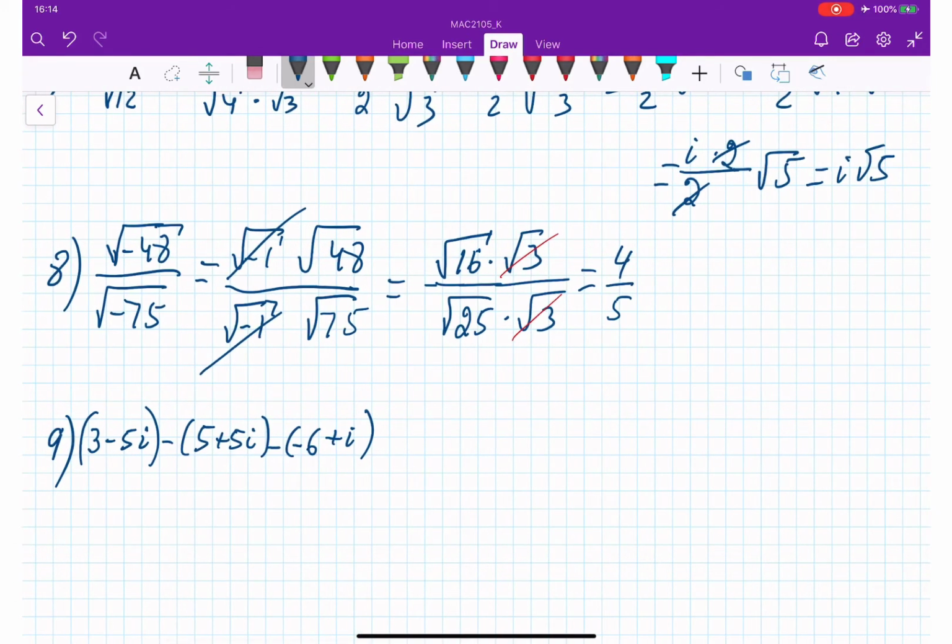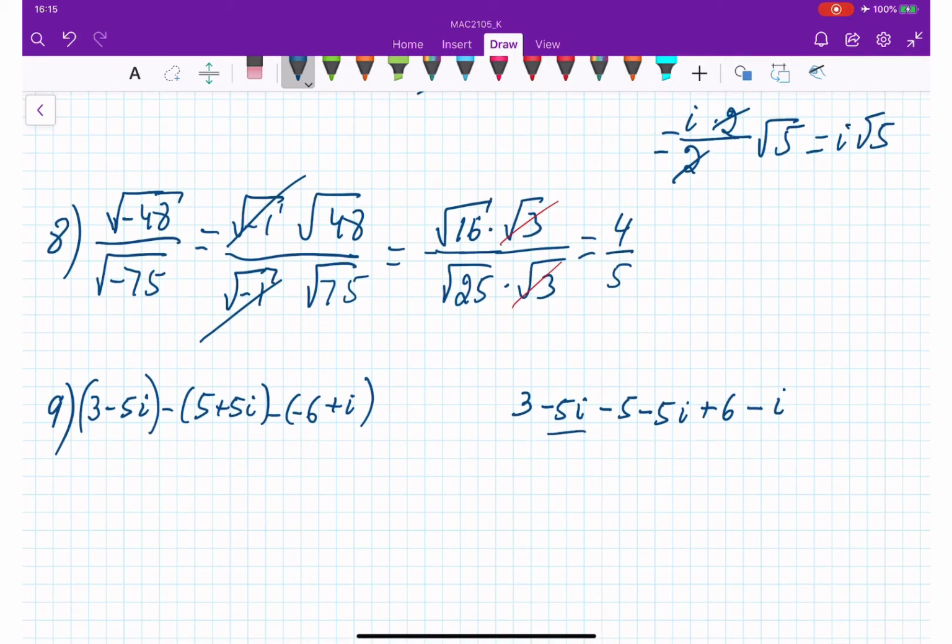So first, let's open the parentheses. We get 3 minus 5i. Since we have a negative in front, 5 will become negative 5, and then plus 5i, this 5i will become negative, right? Minus 5i. Next, this negative 6 will become positive 6, and positive i will become negative i.